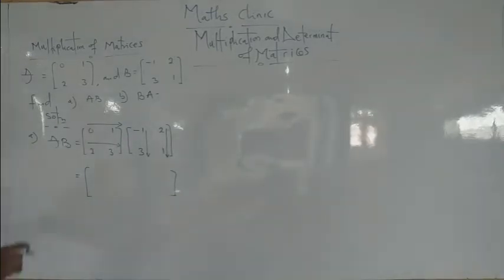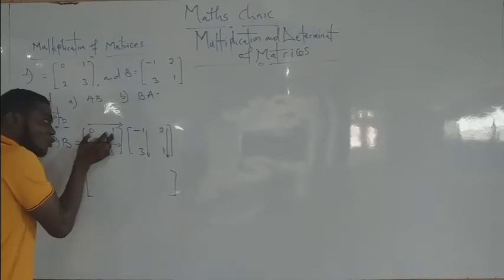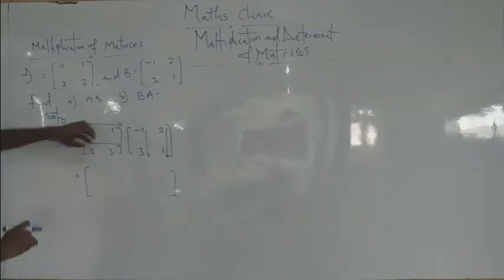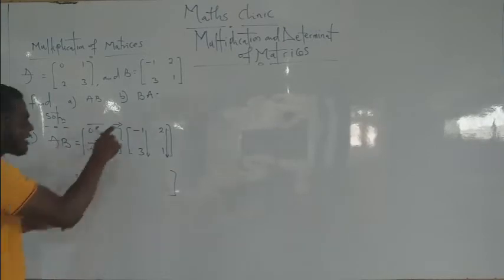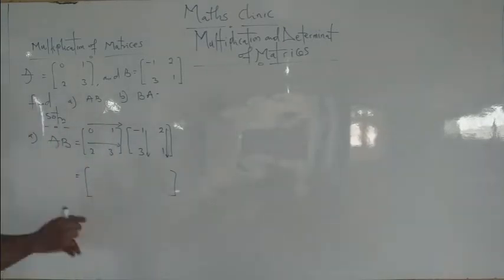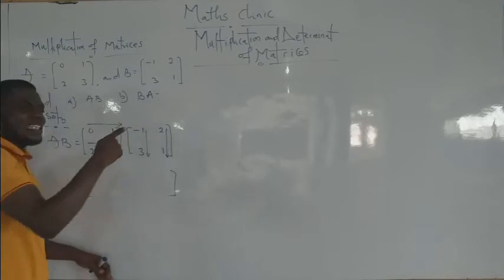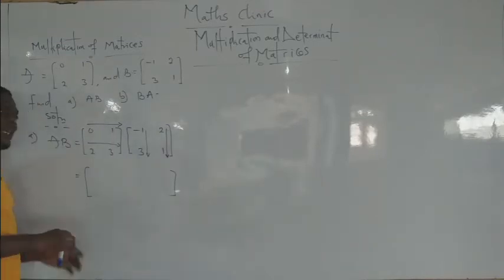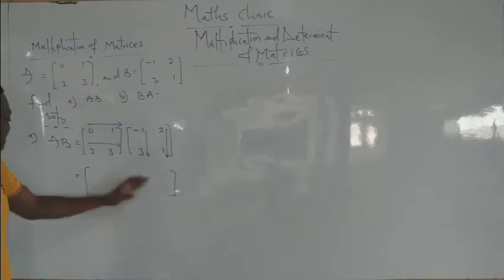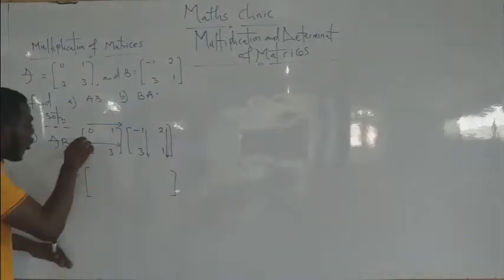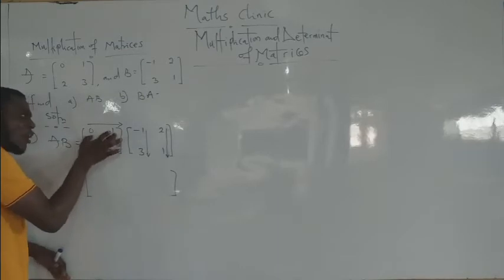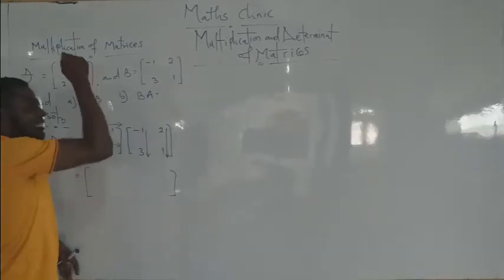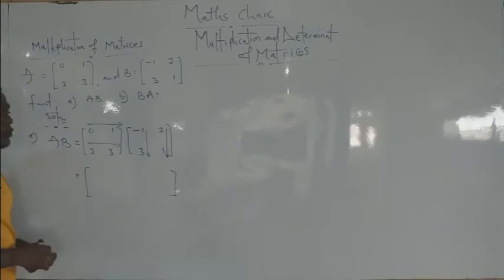Now let's go by multiplication. We pick the first row first. The element in the first row multiplies the element in the first column. I know what a row is. Row means horizontal, while column is vertical. Okay? So we are using the elements in the first row to multiply the elements in the first column. Are we together?